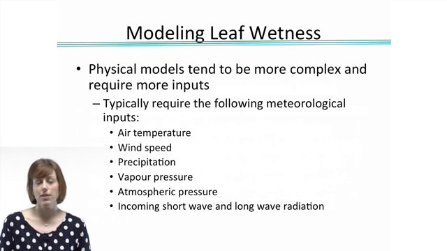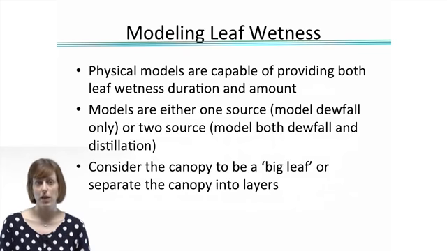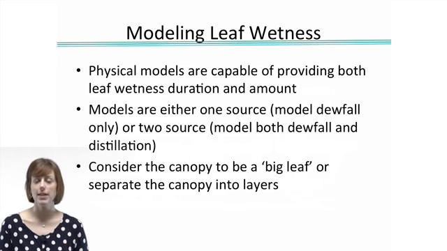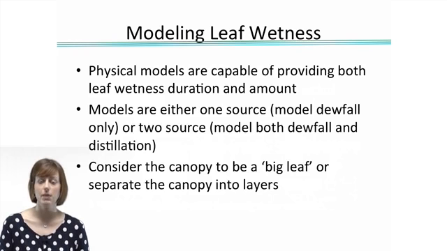The benefit of physical models is they're actually able to provide us with both dew amount and dew duration. The models are either what we call a one-source model, and they take into consideration only the dewfall contribution. So remember, we have these two sources of water vapor, one from the atmosphere and one from the soil surface. Or it can be a two-source model, in which case we're looking at the contribution of both dewfall and distillation. The problem with only one-source models is we may significantly underestimate the amount of dew present and ultimately underestimate the leaf wetness duration, because we haven't taken into account that water vapor source.